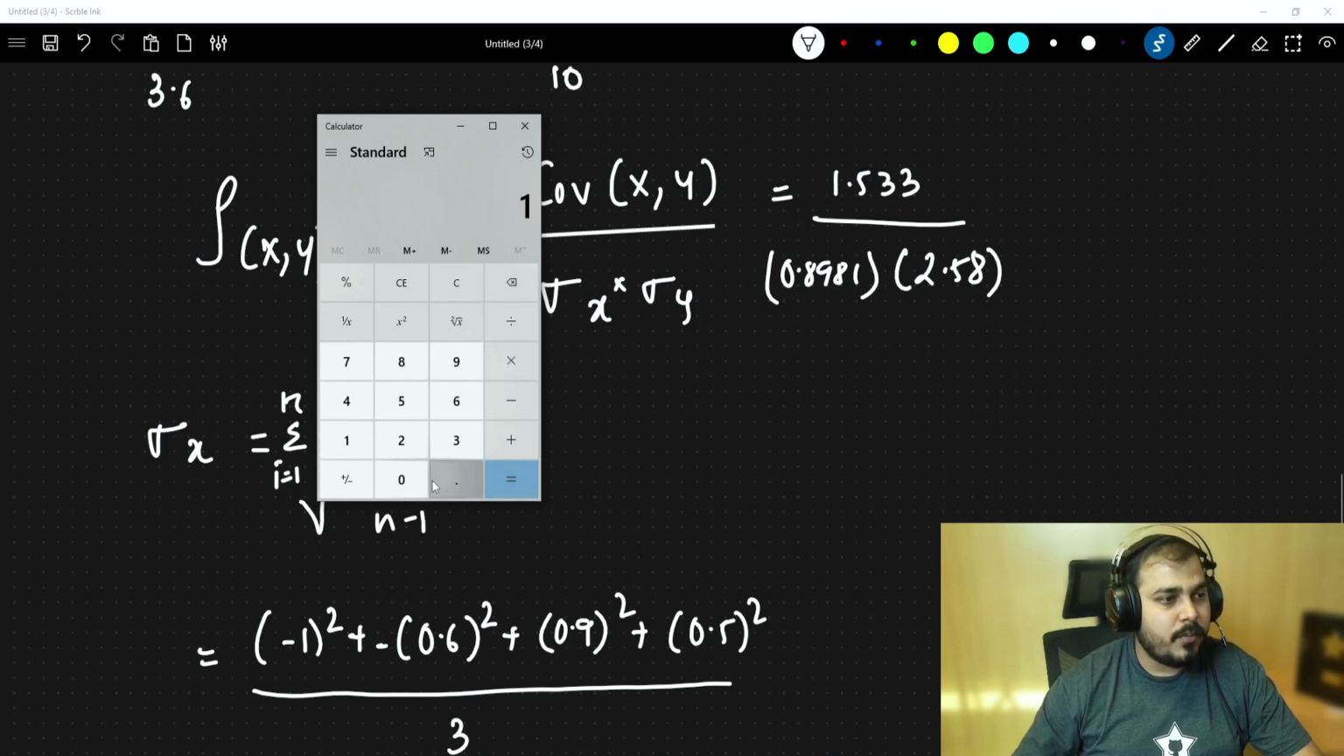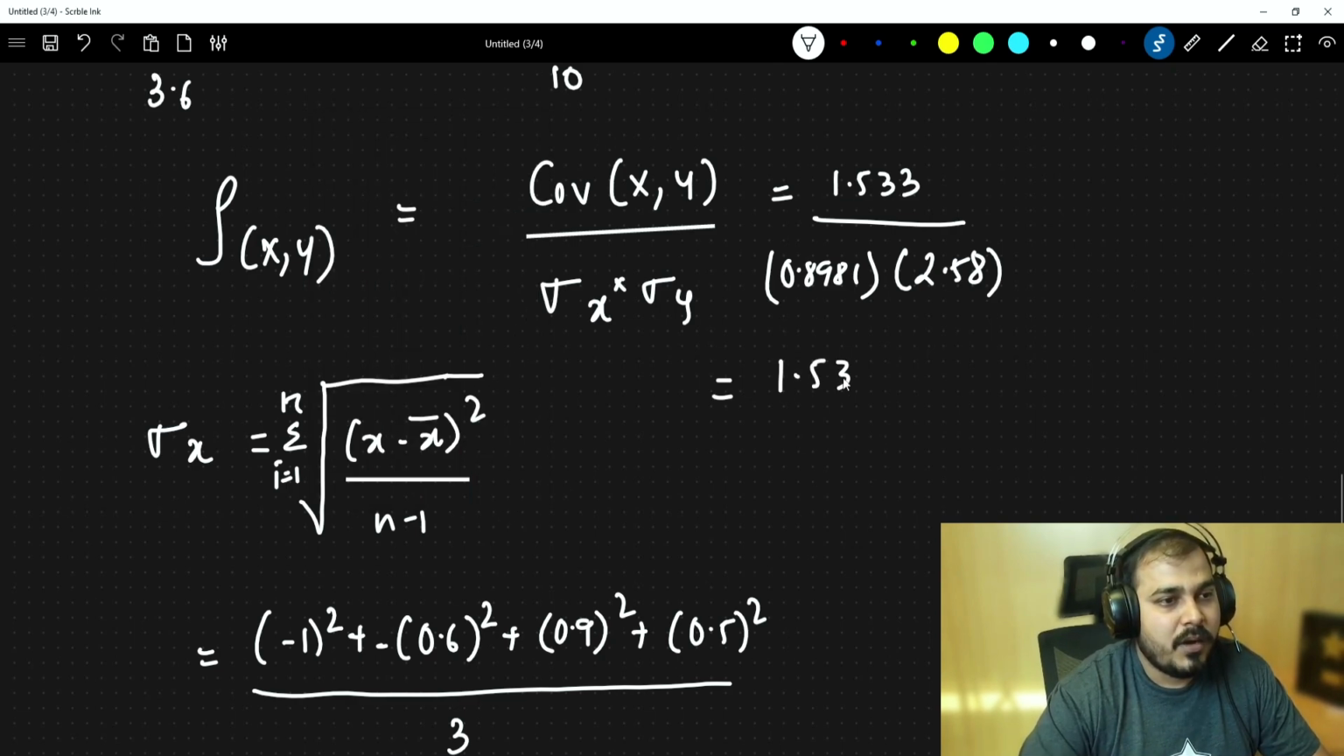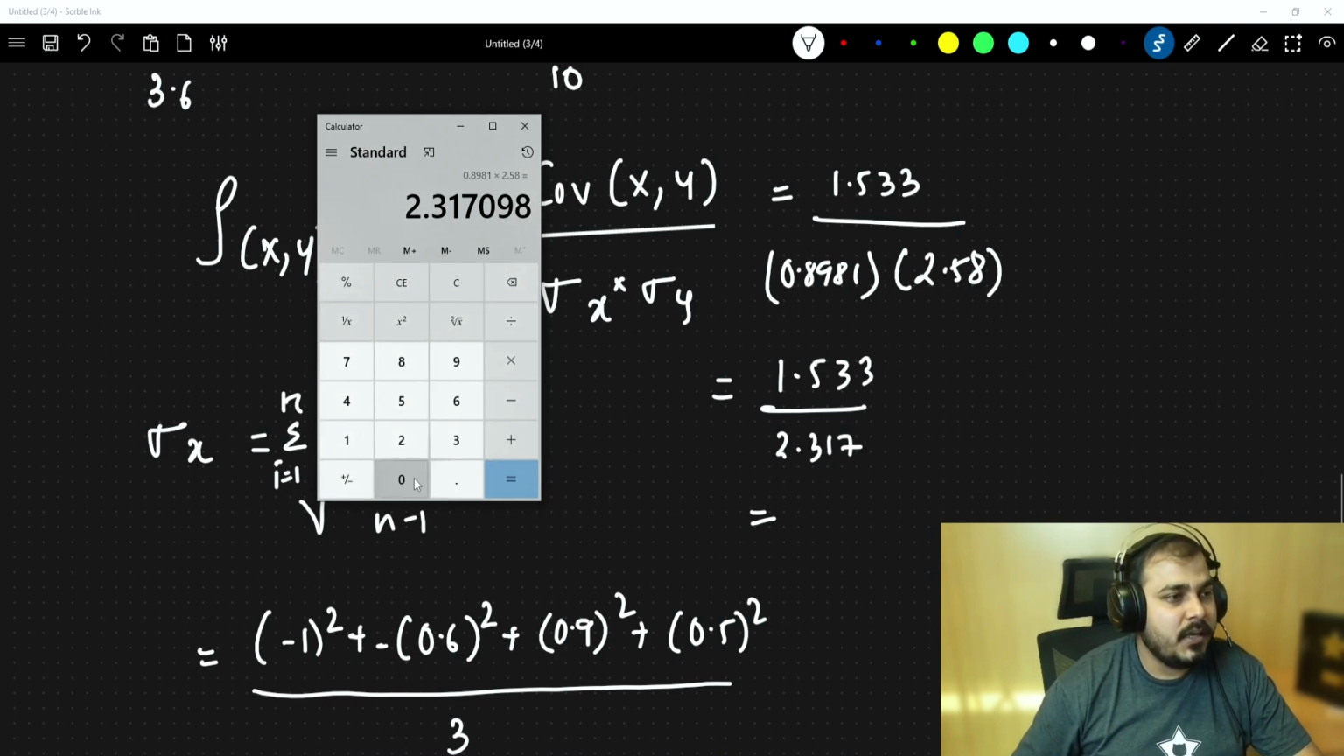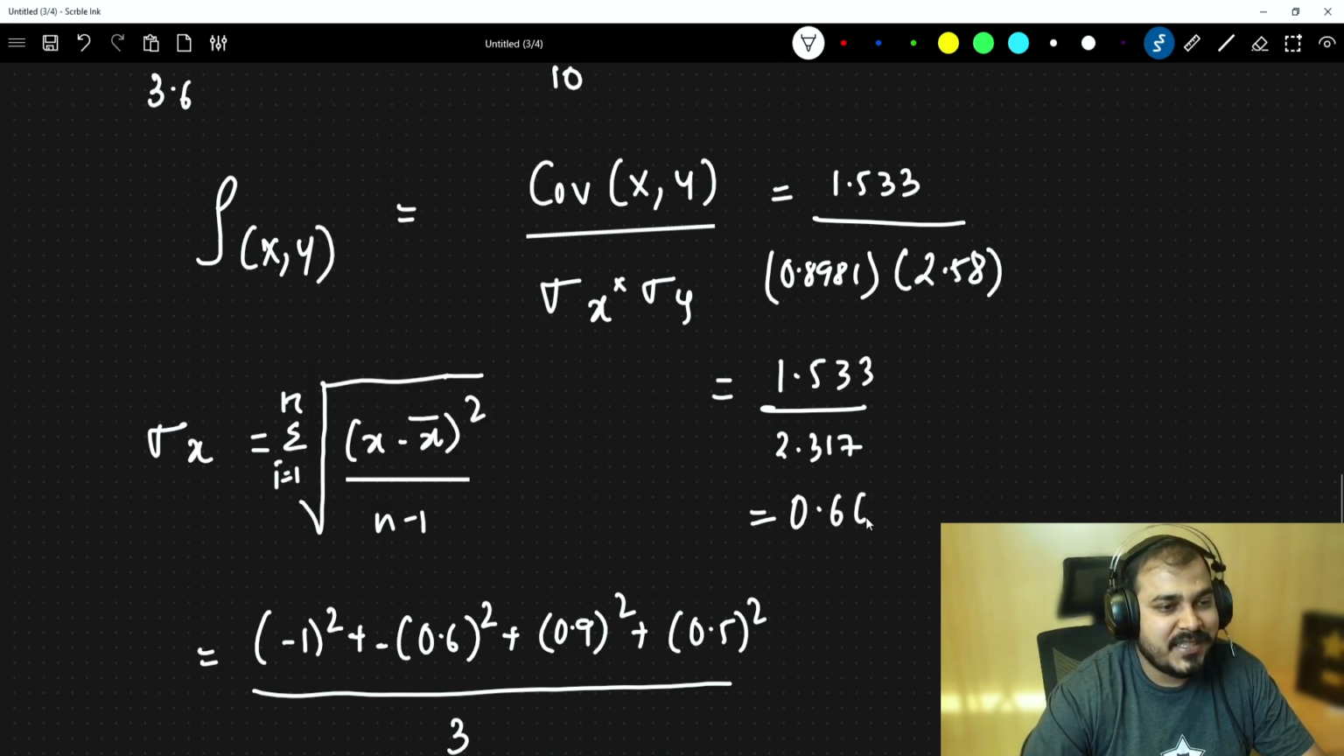Okay, 1.533 divided by, again I forgot it, 0.8981 multiplied by 2.58. So here is my denominator. I'm going to write it down. 1.533 divided by 2.317. Now, finally, if I calculate it, 1.533 divided by 2.317. Perfect. So I've got around 0.66.